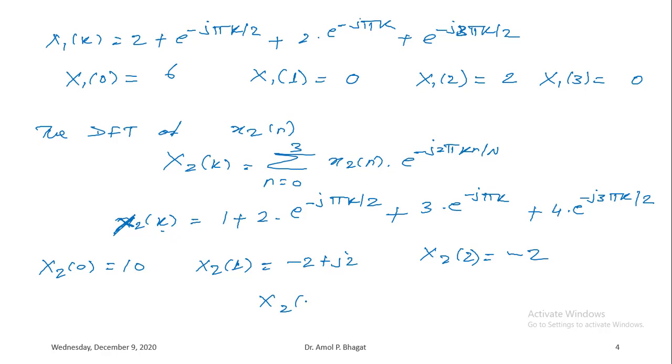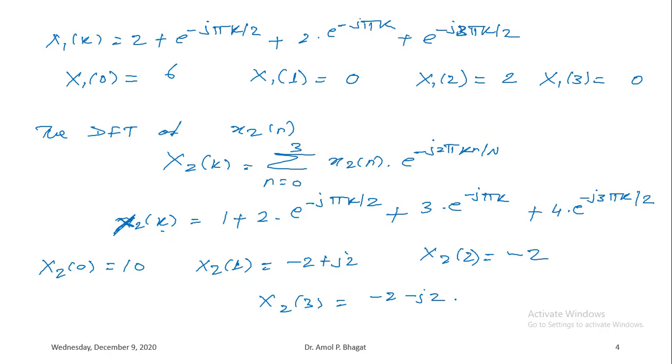Similarly, X2 of 3, if you substitute, after evaluation you will get minus 2 minus j2 value, right? So I'm directly writing these values. You can just cross verify these values by calculating on a calculator, or maybe by evaluating in terms of cos and sine, right?